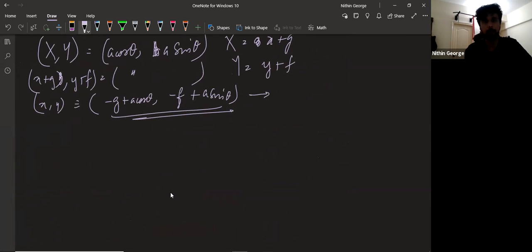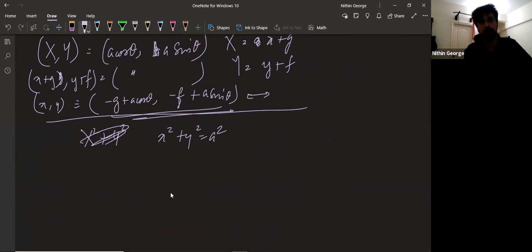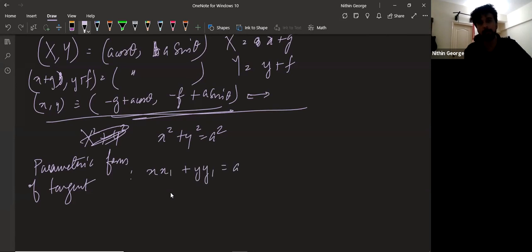Now let's look at the standard case. x square plus y square equal to a square, and you need a line which is tangent to it in parametric form. So the parametric form of the tangent will come out to, we know that it's actually xx1 plus yy1 equal to a square, t equal to 0. It is xx1 plus yy1 equal to a square.